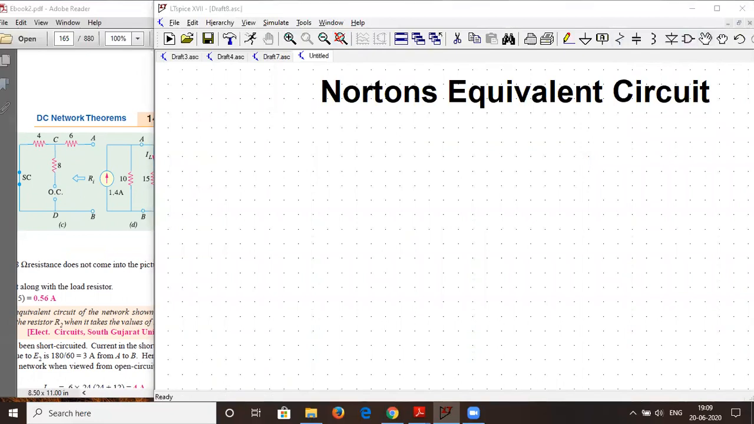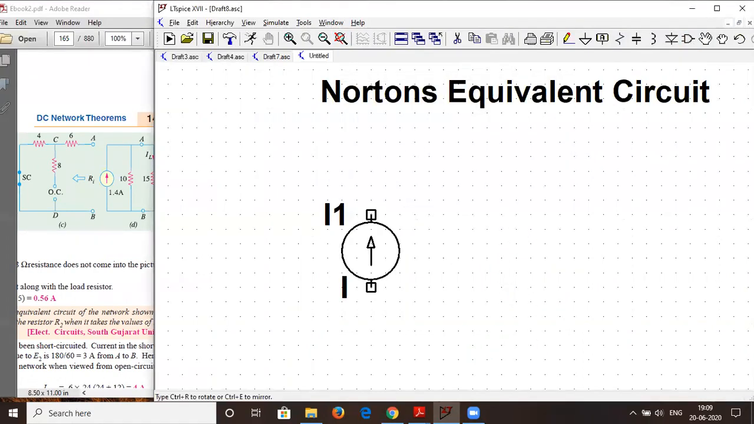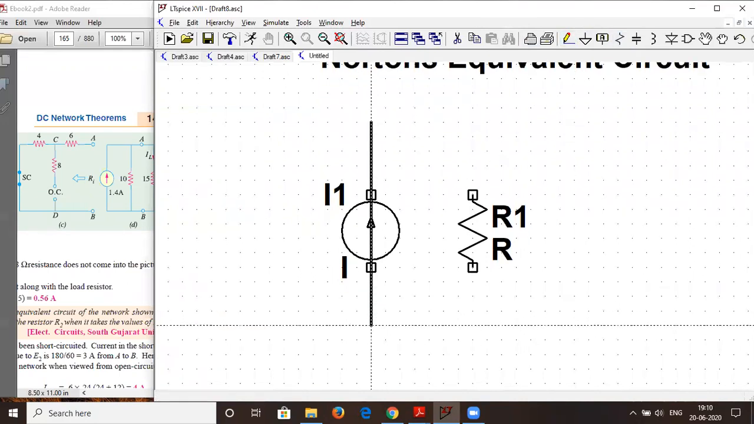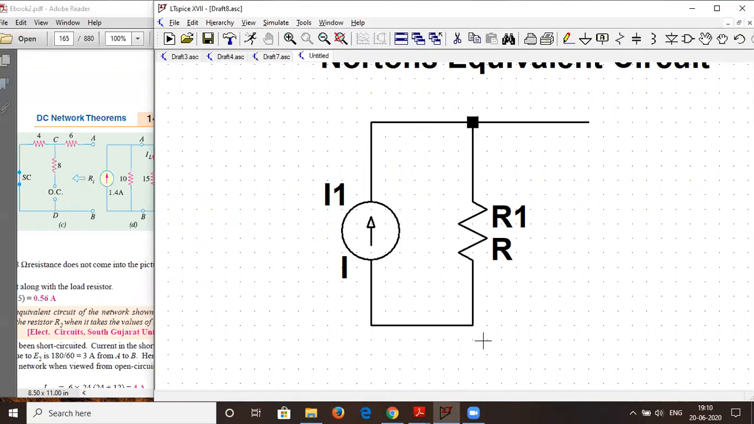For Norton's equivalent circuit, it will be consisting of a current source. So this is my current source, and with a parallel resistance, which is your RTH basically. And let me build up this network first. So Norton's equivalent circuit will consist of a current source in parallel with an equivalent resistance. And here you have your terminals A and B, where you connect that 15 ohm resistance back. So let me just complete this first. Yeah. So I'll name this as ISC and I'll name this as RTH or RAB, any value.